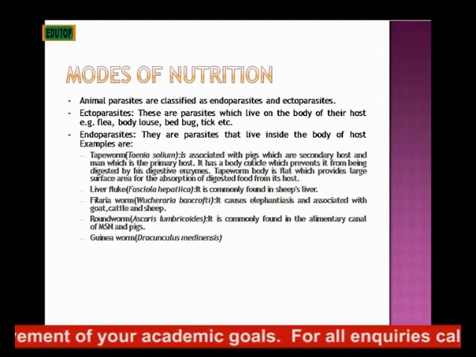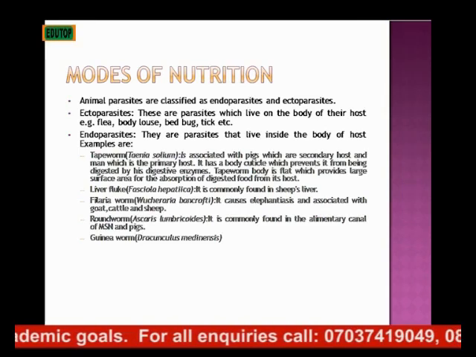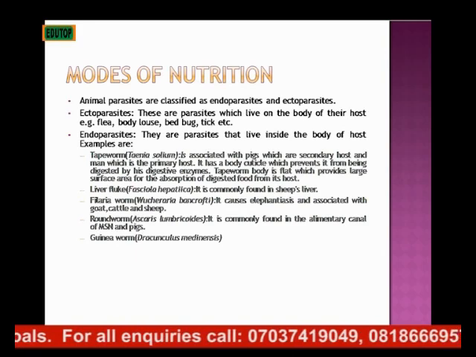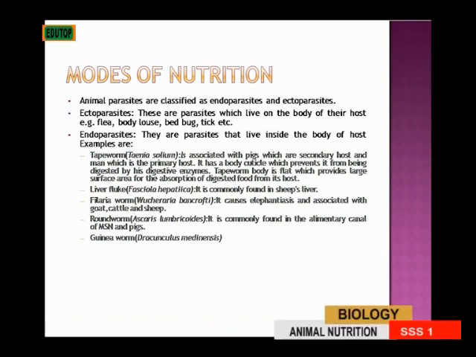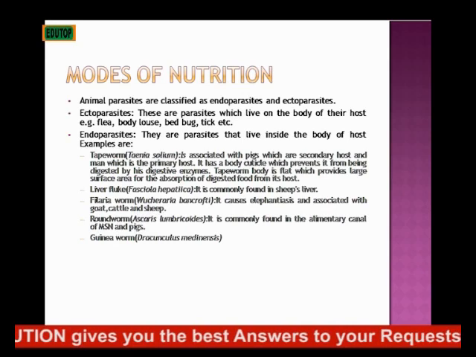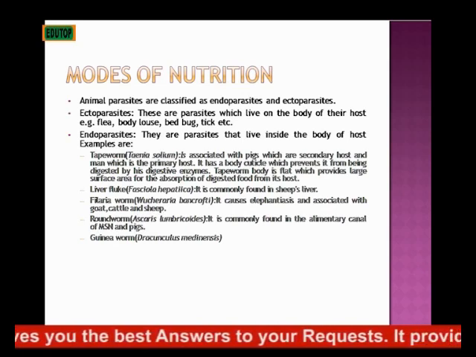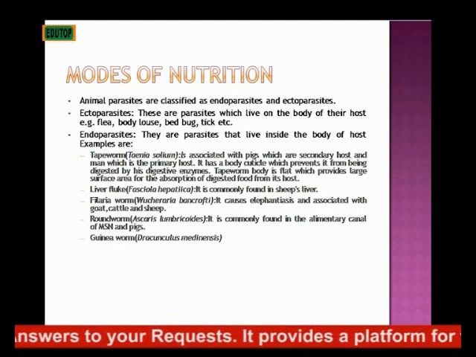Then tapeworm body is flat, which provides large surface area for the absorption of digested food from the host. It has a flat body, so it can easily absorb digested food from the host. It's found in the abdomen of the host. Also, another example of endoparasite is the liver fluke. It is commonly found in the liver of sheep.